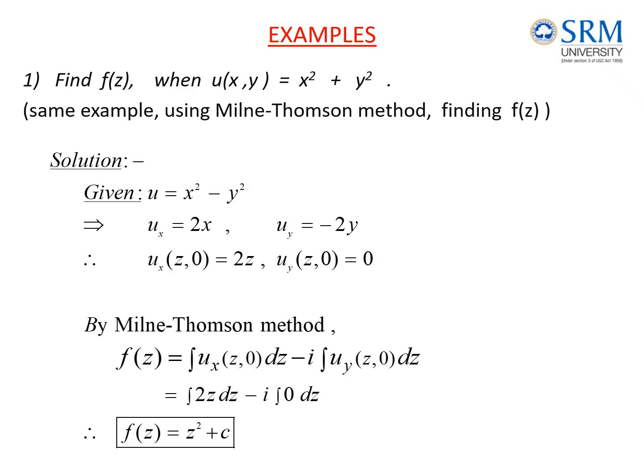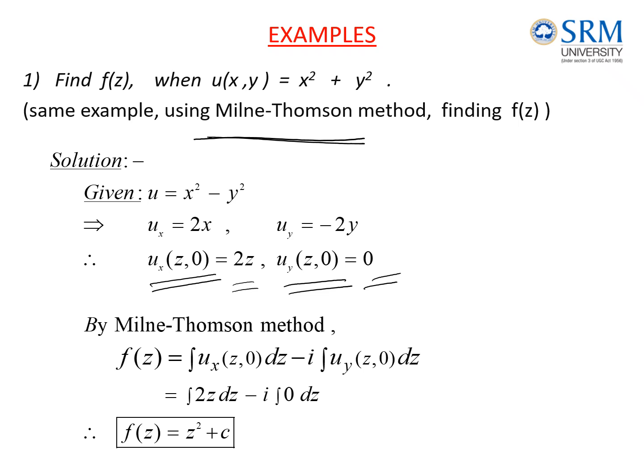So the same example I'm taking here, then I'm going to apply this Milne Thomson method. So first I'm getting ux and uy. Then I need to find ux at the point z comma 0, then uy at the point z comma 0. So substitute x as z, y as 0. So this will become 2z, and here if I substitute y as 0, it will become 0. Then by the Milne Thomson method, f of z equals the integration of ux at the point z comma 0 dz, minus i times the integration of uy at the point z comma 0 dz.